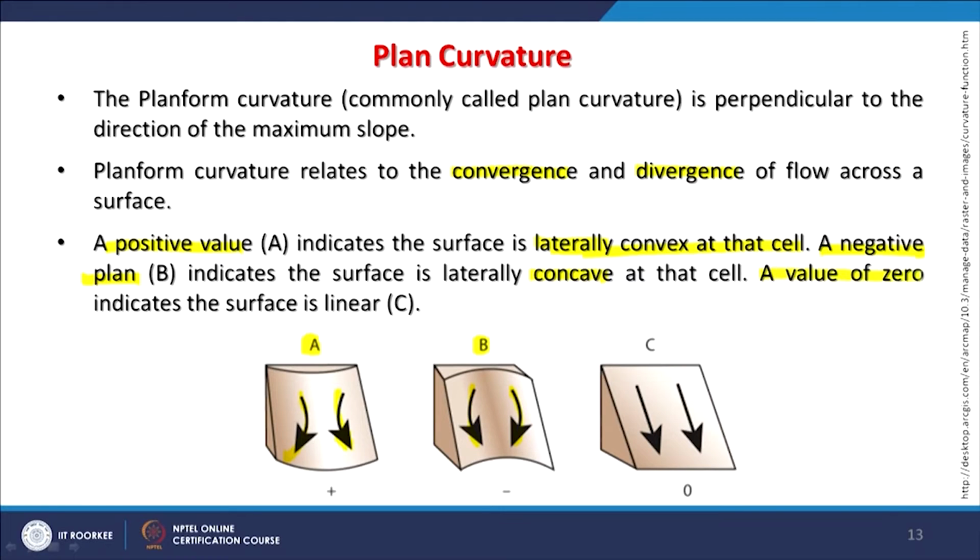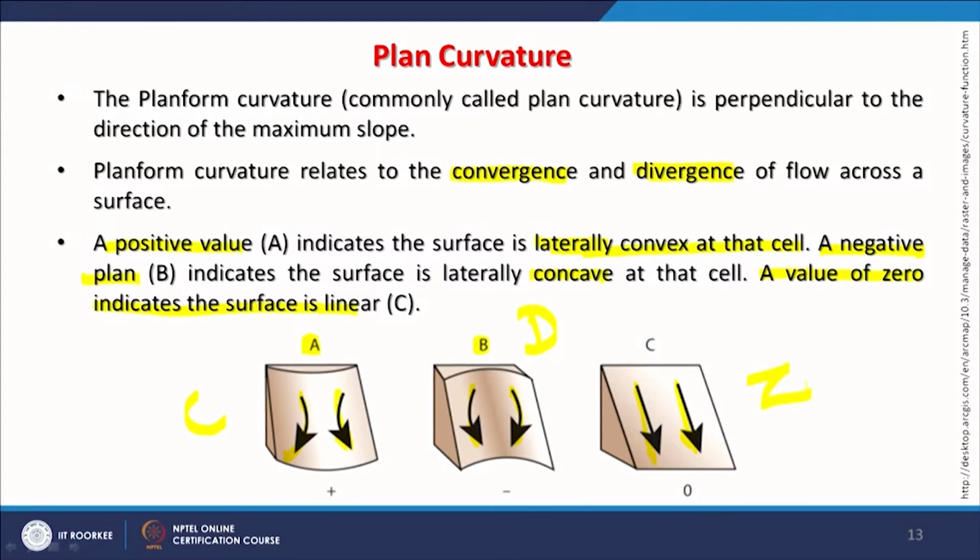And a value of 0 means the surface, though it is inclined, is flat, so you have straight lines. These lines basically decide whether there is convergence or divergence. Like here, example A is for convergence and example B for divergence, and this is value 0.